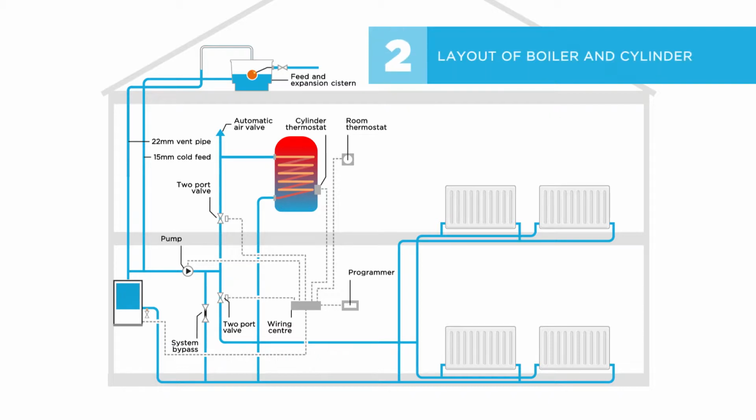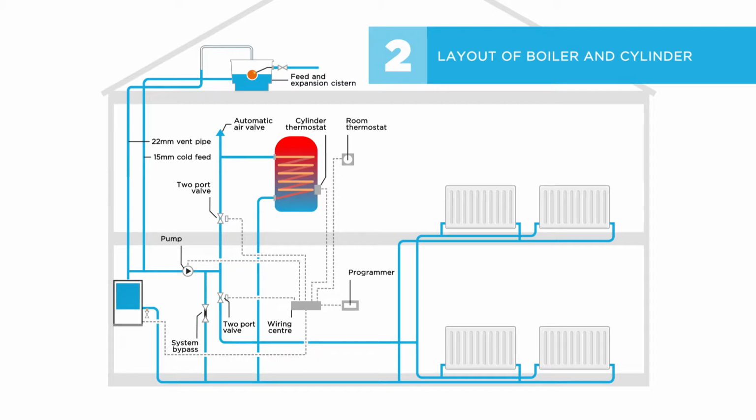At a selected time set by the user, the programmer activates the S-plan system, calling for either hot water or heating, or both at the same time. The 2-port motorised zone valves open and water from the boiler circulates around both the primary domestic hot water and heating circuits, depending on which zones are selected.